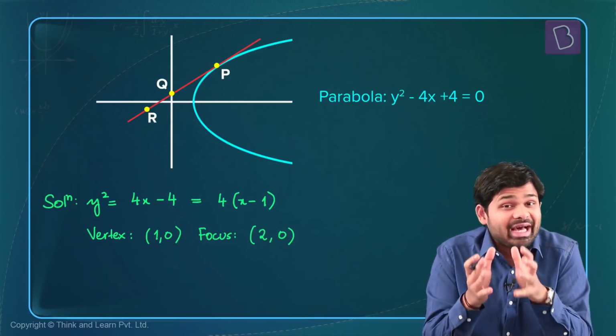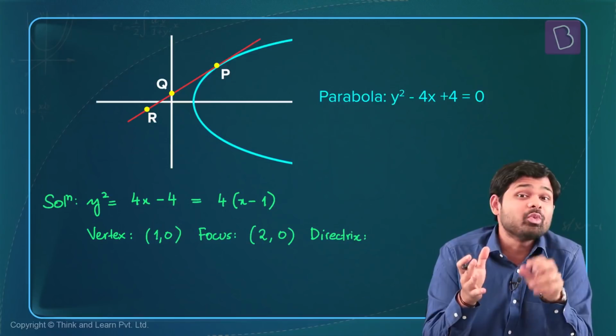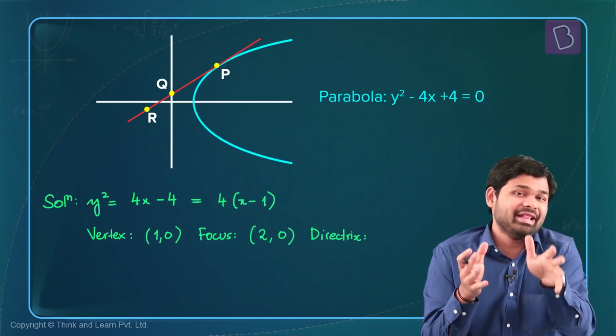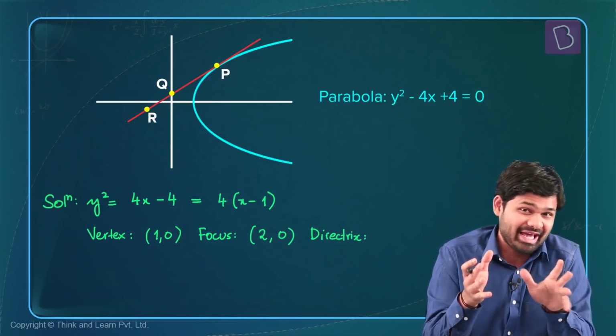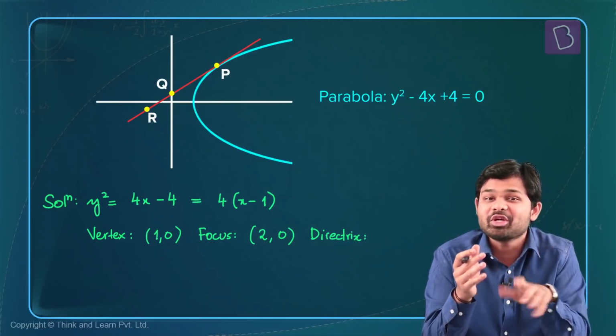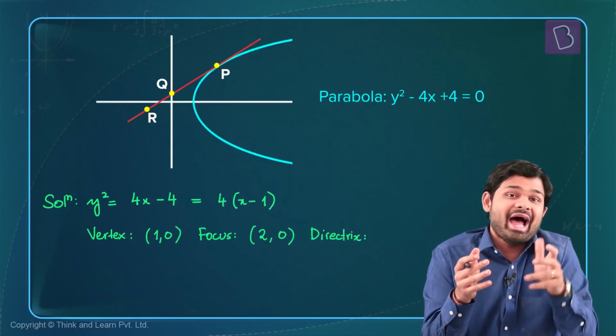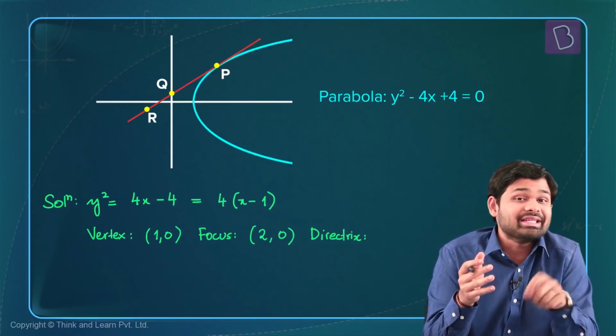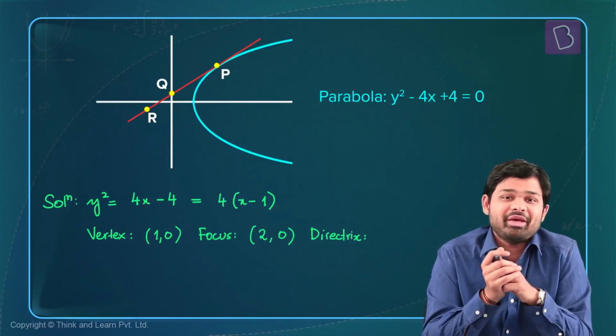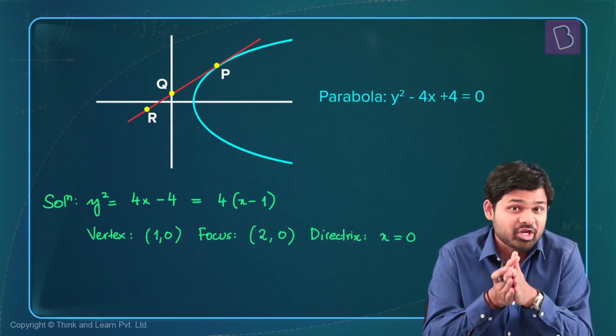So the equation of the directrix would have been x equal to minus a if we had the standard parabola y square equal to 4ax. But now we have the parabola y square equal to 4a times x minus x1. So the equation changes and it becomes x equal to minus a plus x1. So in this way we get x equal to 0 as the equation of the directrix.